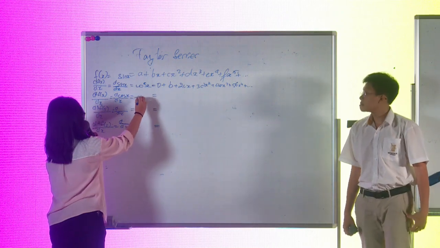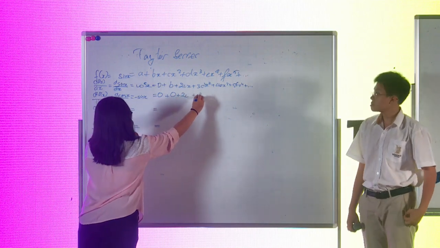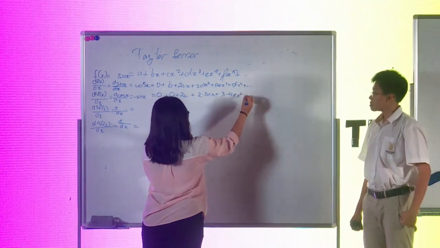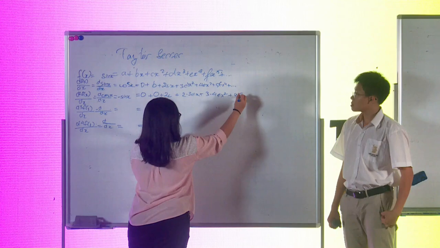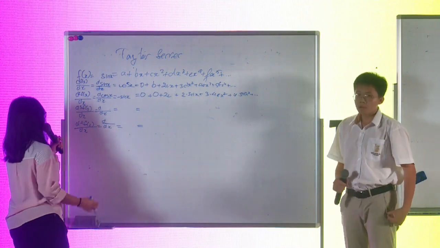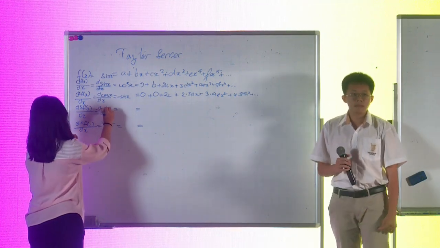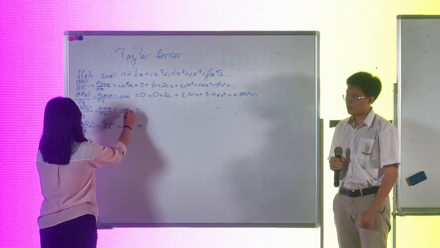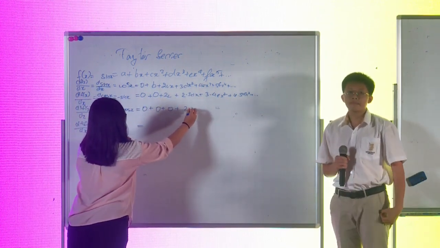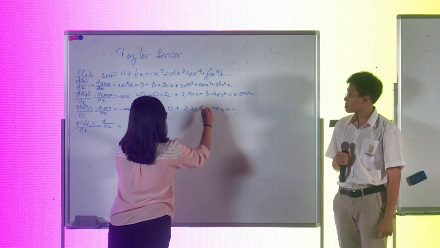which is equal to minus sine x, which is now equal to 0 plus 2c plus 2 times 3dx plus 3 times 4ex to the power of 2 plus 4 times 5fx to the power of 3. So then we will differentiate it one more time to get the derivative of minus sine of x, which is equal to minus cosine of x, which is now equal to 0 plus 0 plus 2 times 3d plus 2 times 3 times 4ex.